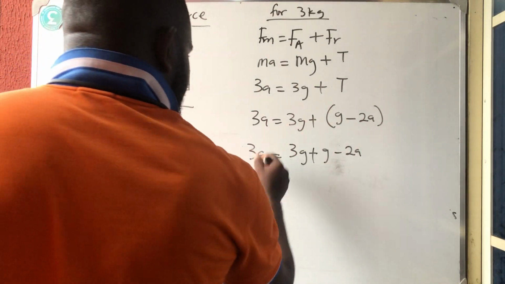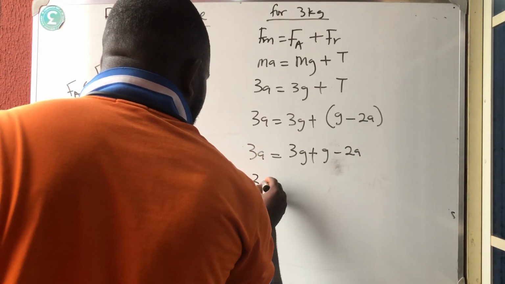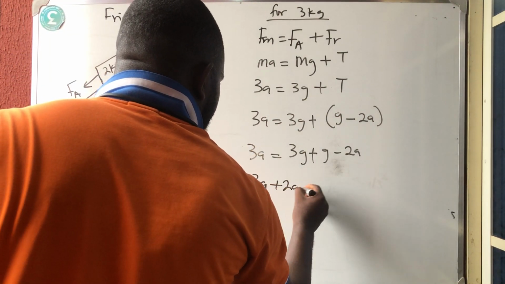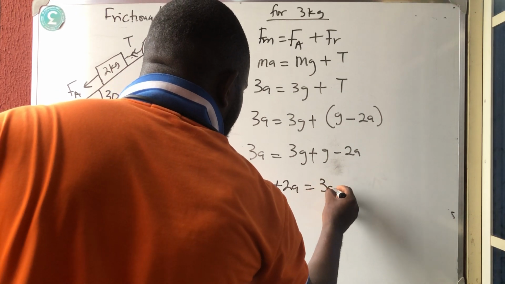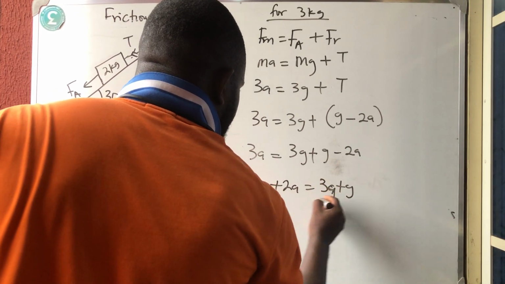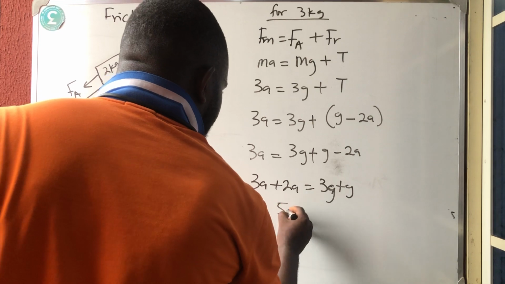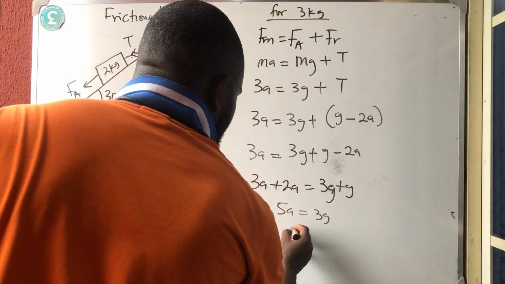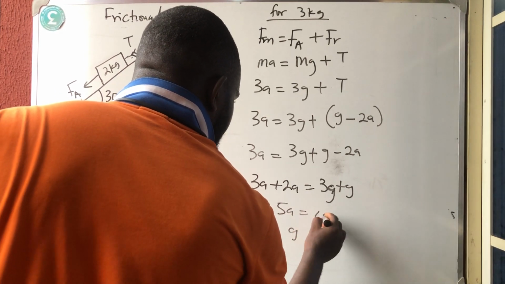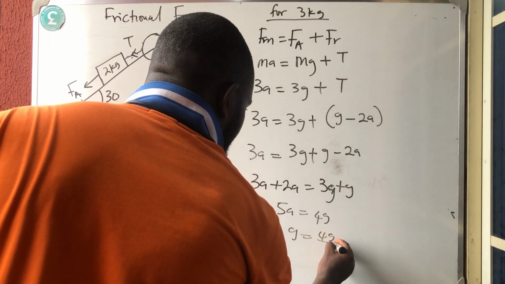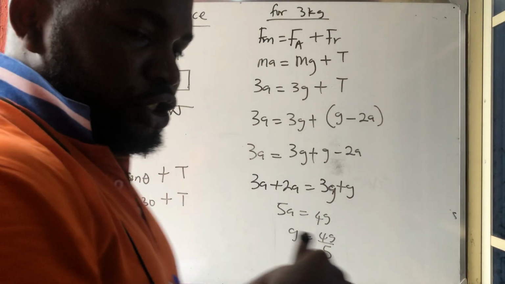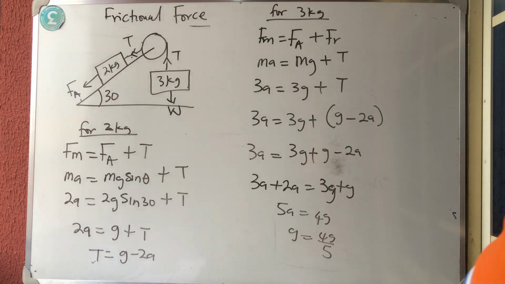Okay, so collecting terms, I have 3A plus 2A is equal to what? 3G plus G. So I'm having that 5A is equal to what? 4G. So my A is equal to 4G over 5. 4G over 5.